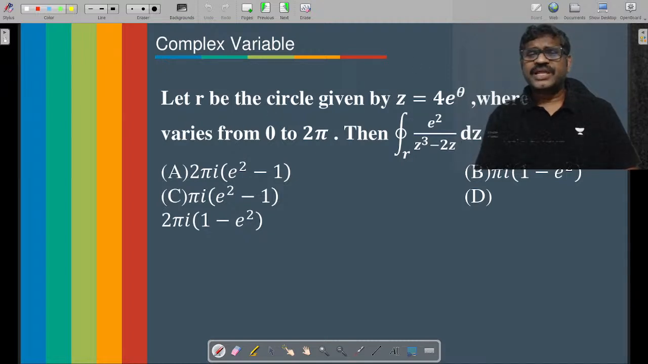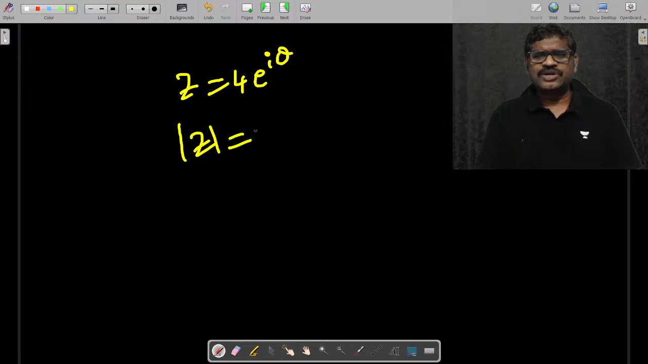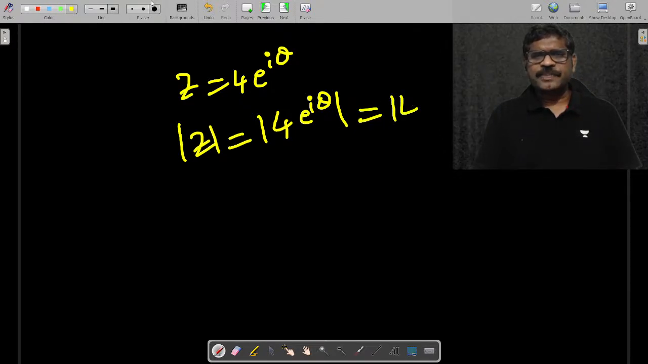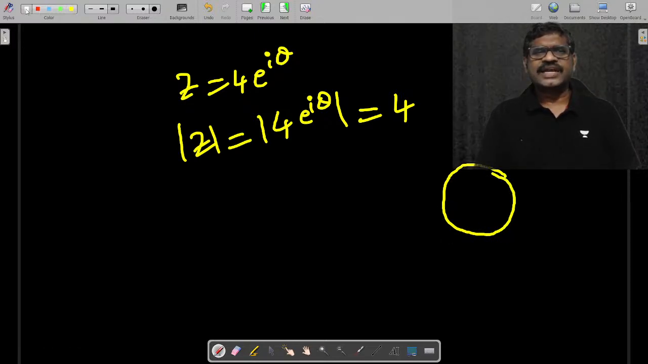Let R be the circle given by z equal to 4 into e power i theta, where theta varies from 0 to 2 pi. Then e power z by z cube minus 2z. z equal to 4 into e power i theta. Therefore, mod z equal to mod 4 into e power i theta. Mod e power i theta is 1. That's why mod z equal to 4. Therefore, a circle with center 0 and radius 4.